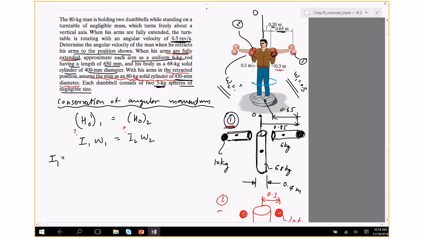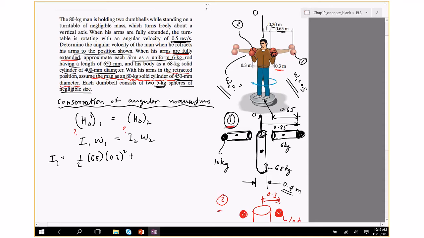That is a 68 kg cylinder, and the inertia about this axis, you have to go back to the table in chapter 17, which talks about inertia of different geometries. For an axis passing through the center as shown, the inertia is half mass, which is 68 kg, times the radius, which is half of 0.4, 0.2, squared.